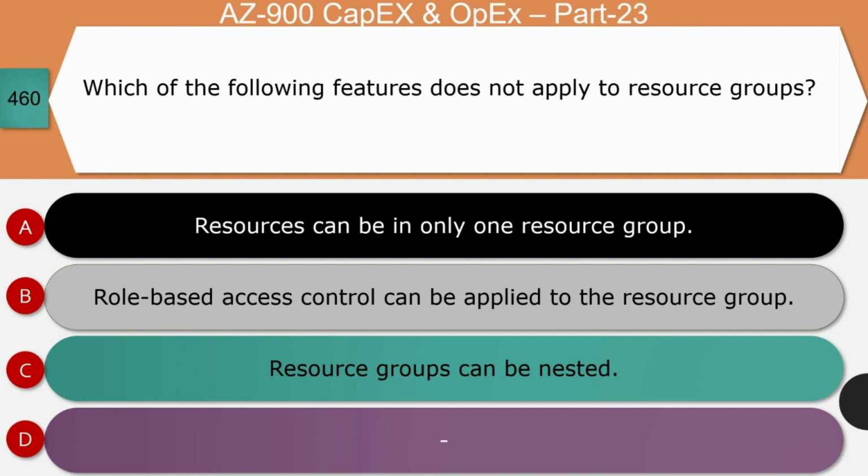Next question, which of the following features does not apply to resource group? Option A, resources can be only one in resource group. Option B, role-based access control can be applied to resource group. Option D, resource groups can be nested. The right answer for this question is option C. The other items like resources can only be in one resource group, and you can apply any policy over the resource group. Both are the right answers. And so option C is the wrong answer.